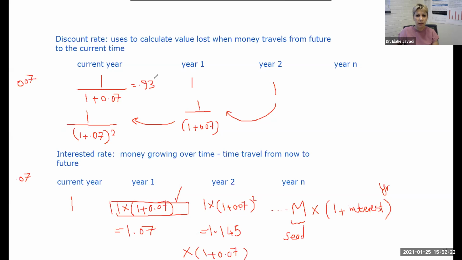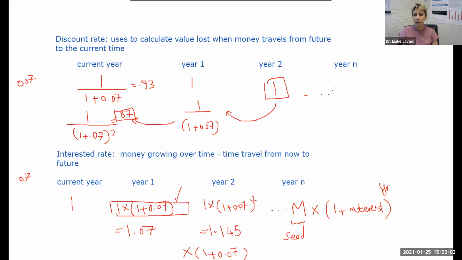So this was 0.93. Let's see how much is this one. I have the number on my calculator. I just divided by 1.07 one more time, and it becomes 0.87. So if you anticipate that your project is going to earn or spend $1 in year 2, on your today's calculation sheet, you're going to put 0.87.